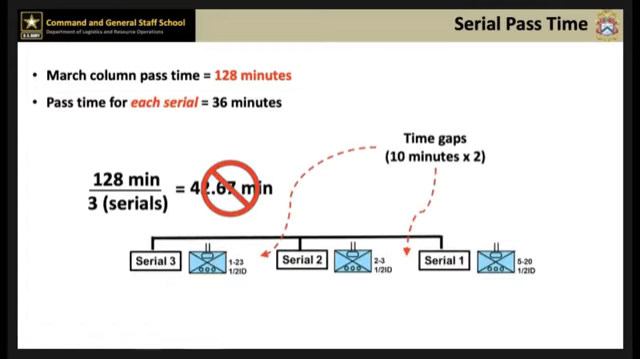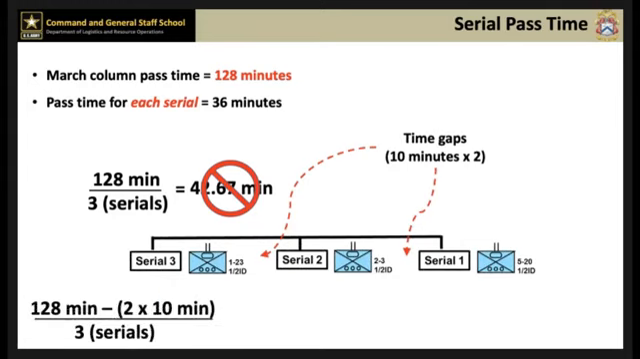Well, why? Well, we didn't take into account that the march column pass time includes 2 time gaps of 10 minutes each. So let's rewrite the equation properly and simplify. And here's the pass time for each individual serial.